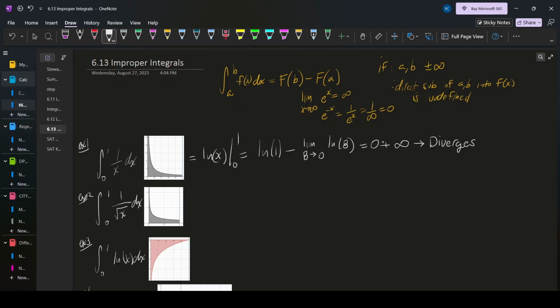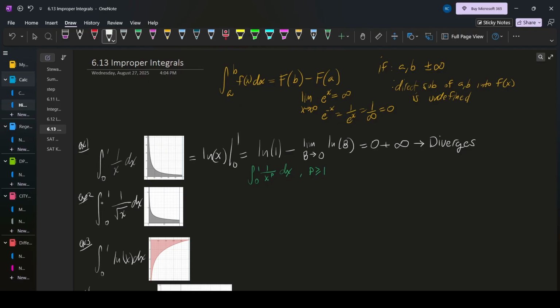So if our area is infinite, we say the integral diverges. This could be positive or negative infinity. Here's a little experiment for you guys. Using this logic, what can be said about the integral from 0 to 1 of 1 over x to any exponent p dx, given that p is greater than or equal to 1?